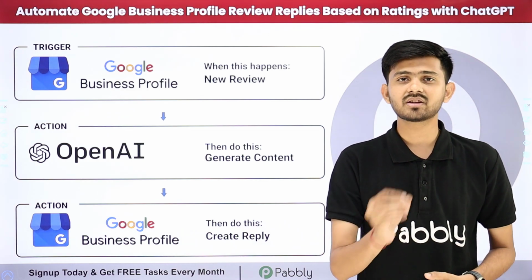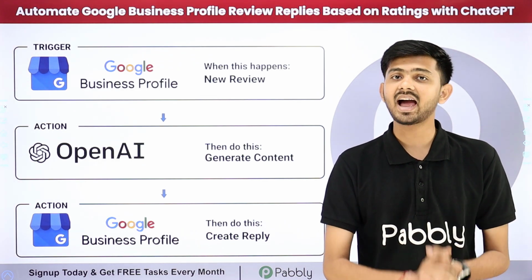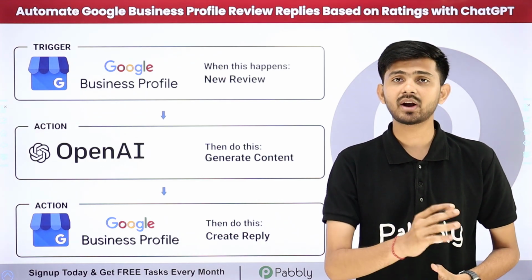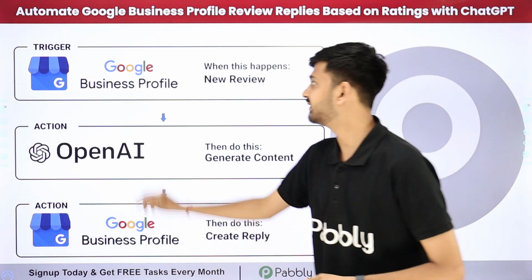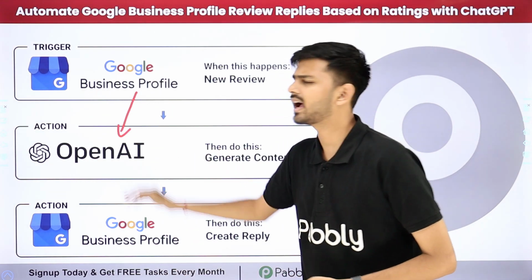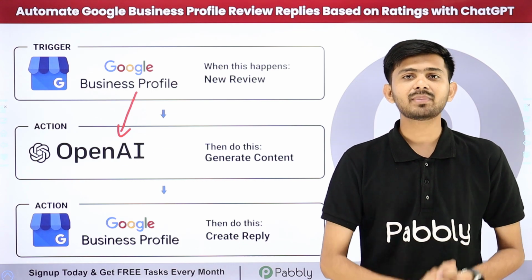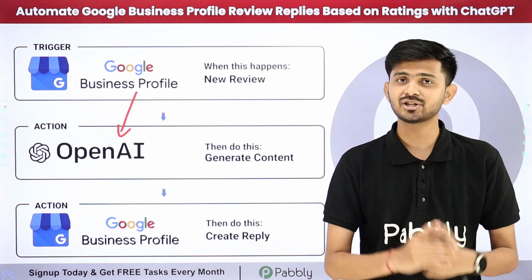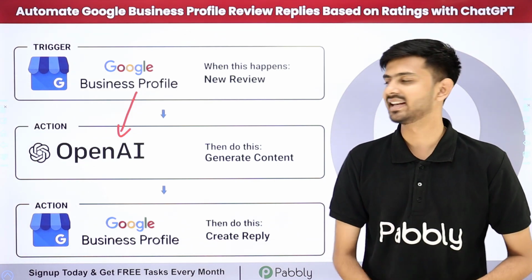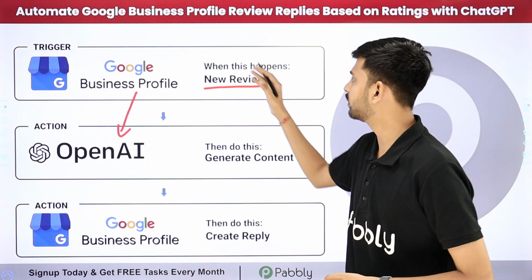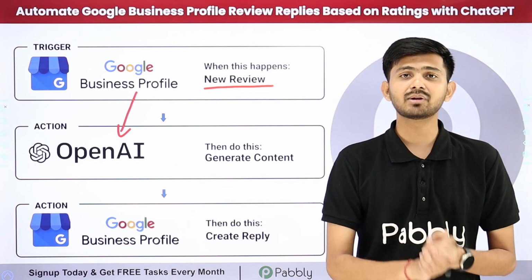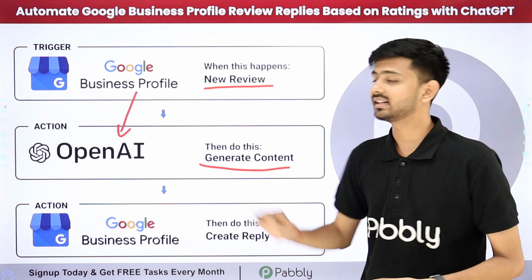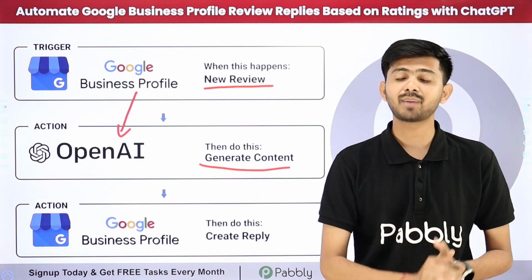I want to generate these replies by using ChatGPT, and I want to post them back on my Google Business Profile. So for my objective, I need to build a connection between Google Business Profile and OpenAI or ChatGPT. For building this connection, I'm going to use Pabbly Connect, which is an amazing software for automation and integration. With Pabbly Connect, as I receive a new review on my Google Business Profile, I'm automatically going to generate the reply for that review by using ChatGPT, and after generating that reply, I'm going to post that back on my Google Business Profile.